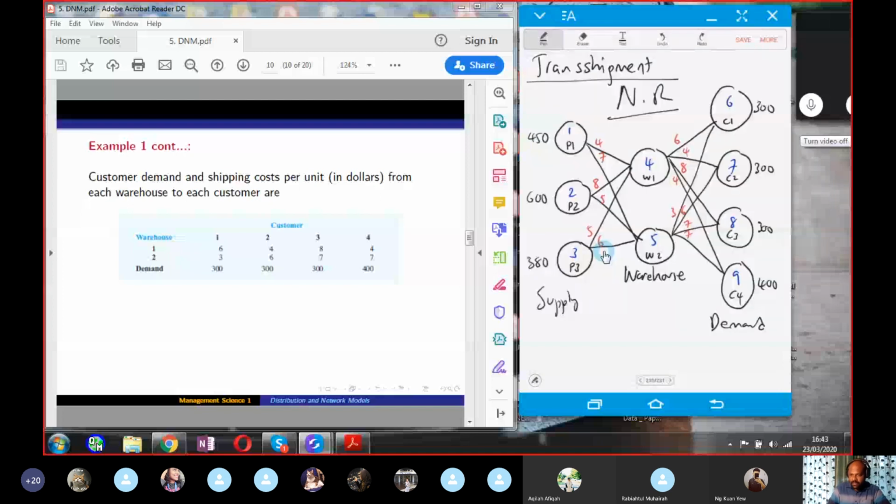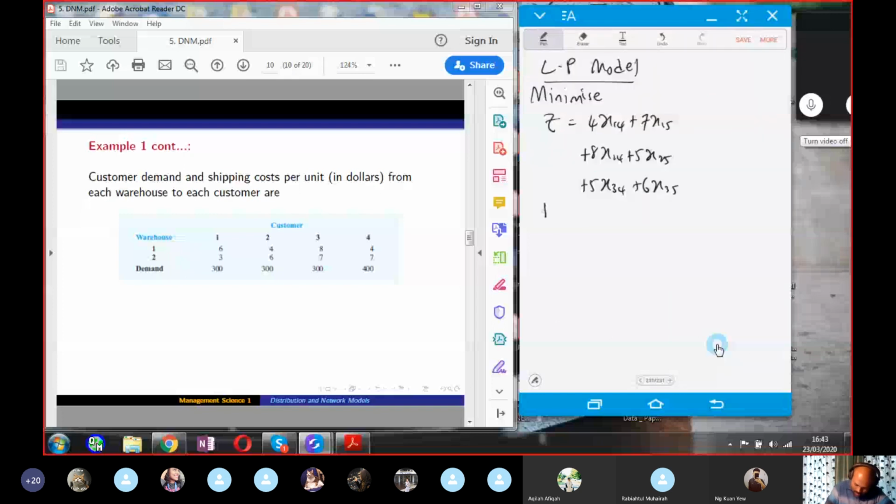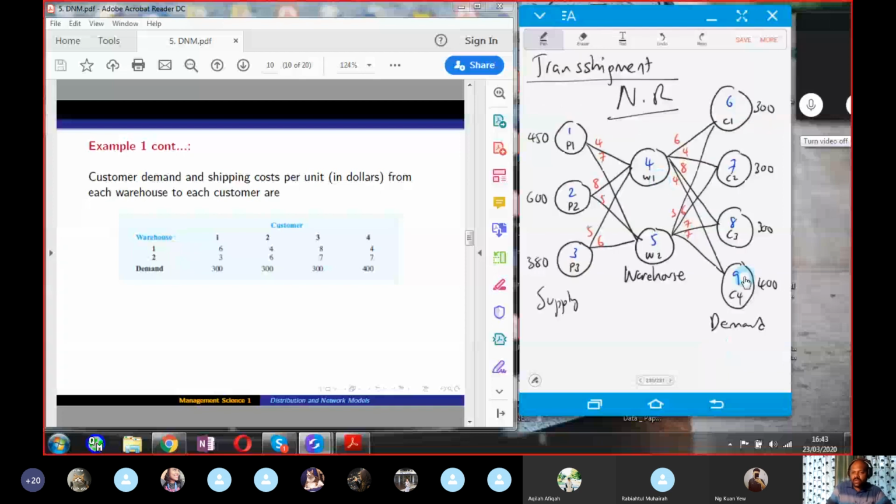In second part, we need to know what is the quantity going on. So from warehouse 1 to customer 1, the quantity would be x46, and then goes on. Okay, like that. For x47, for x48, for x49. Okay, this is warehouse 1 to customers. Now we move on to warehouse 2 to customers.